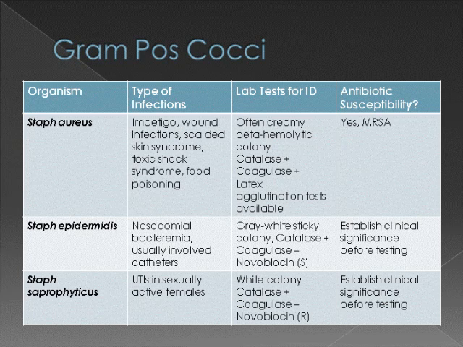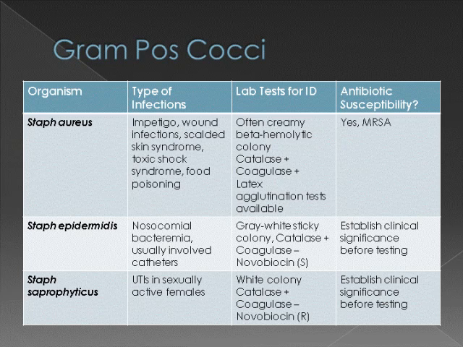Staph epidermidis is known to cause nosocomial bacteremia, usually involving some sort of catheter. On blood agar, it appears as a gray-white sticky colony. It is catalase positive, but it is coagulase negative, and it is sensitive to novobiocin. When doing susceptibility on Staph epidermidis, you want to establish clinical significance before testing. This would be an example of finding that one positive blood culture bottle with Staph epi in it. Is that really clinically significant? Probably not, so susceptibility wouldn't be warranted.